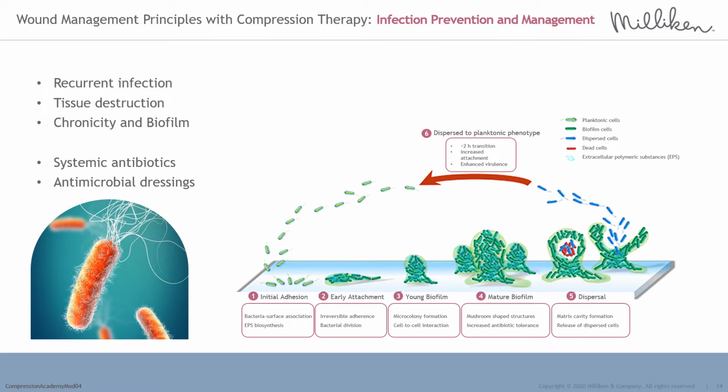So what is a biofilm? As you can see in the illustration, stage 1 shows how the bacteria initially adheres itself to the wound. Stage 2 shows early attachment to the surface. This is irreversible attachment at this stage, and bacterial division has commenced. Stage 3 is the young biofilm being formed.